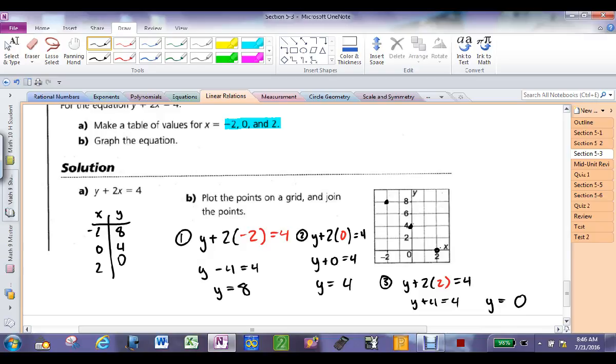Now the question becomes, do I connect the line? Why do I connect the line, Bryn? Can I put any number in for x? Can I then multiply that number by 2? Can I then add another number to it? So therefore, every value of x works, doesn't it? So therefore, I must connect the line.